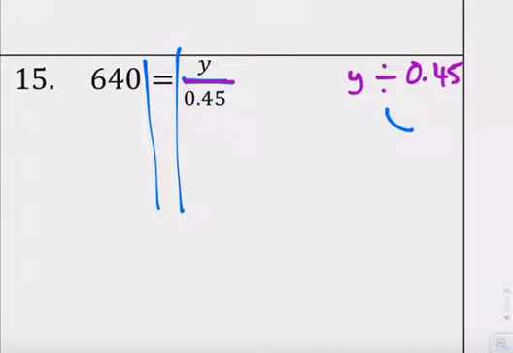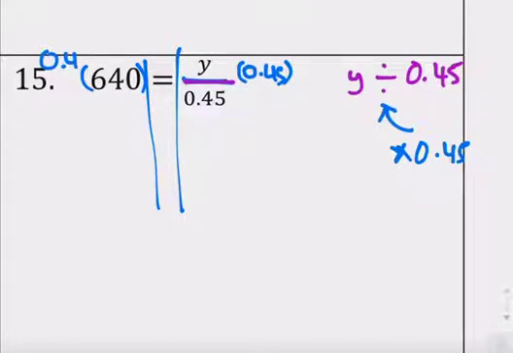The opposite. You do the opposite operation. So the opposite of divide is multiply by 0.45. We don't use an x for a sign, but we use parentheses. Parentheses mean to multiply. So 0.45 multiplied by 0.45. Cancel that out. You have y equals.